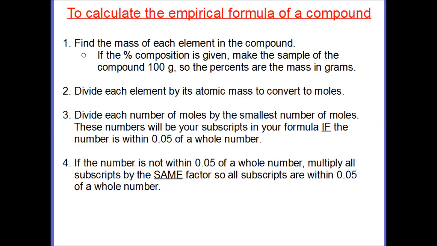These numbers will be your subscripts in your formula if the number is within 0.05 of a whole number. If it's not, we move on to step 4, where we have to multiply all of the subscripts by a factor so they become within 0.05 of a whole number. Alright, so let's take a look at a couple of examples.